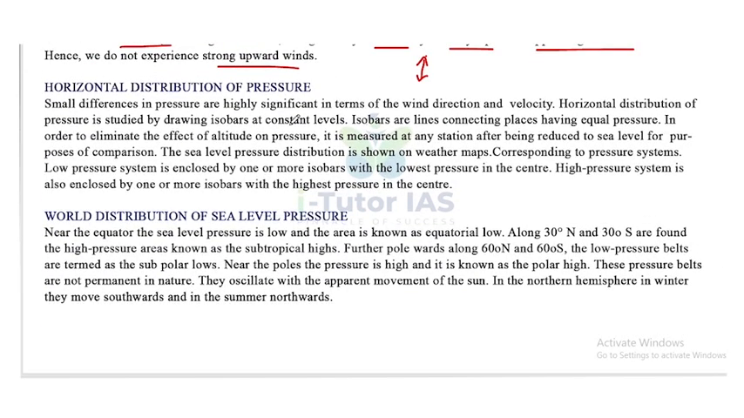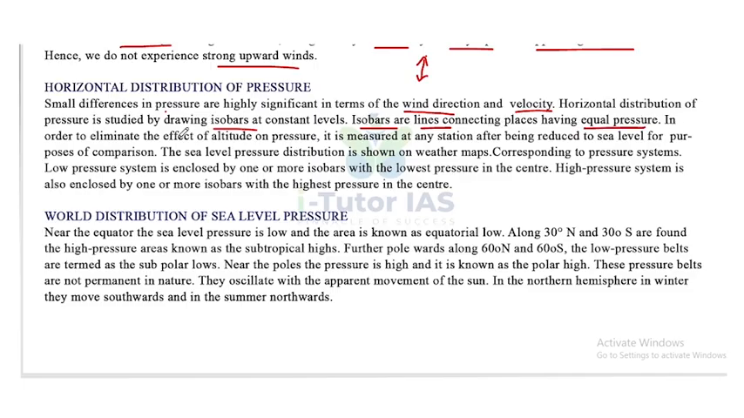Now, horizontal distribution of pressure. Small differences in pressure are highly significant in terms of the wind direction and velocity. Horizontal distribution of pressure is studied by drawing isobars at constant levels. Isobars are lines connecting places having equal pressure. So what is an isobar? They are lines connecting places having equal pressure.